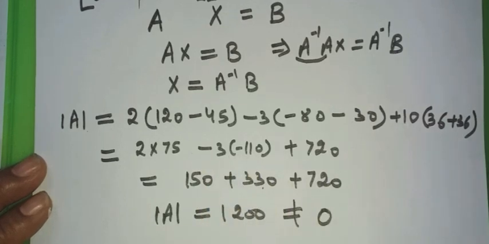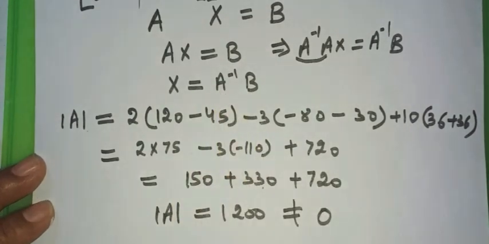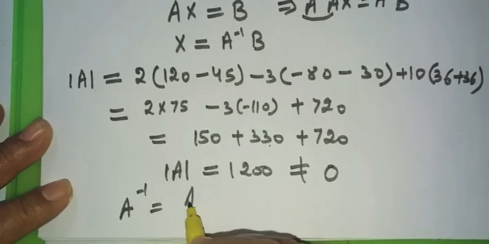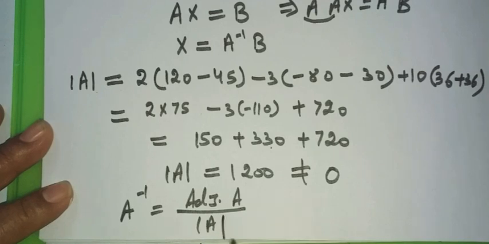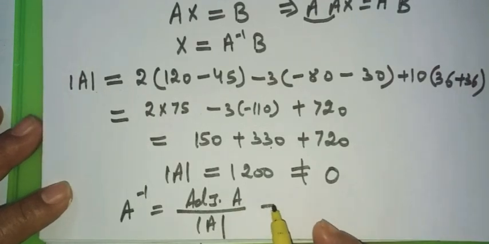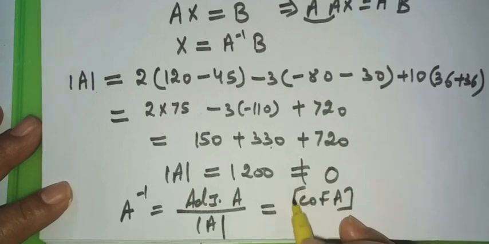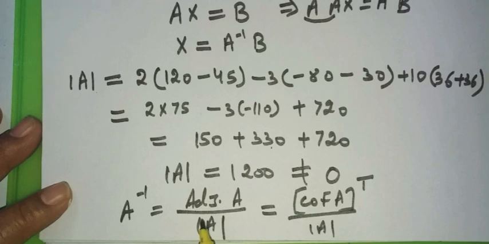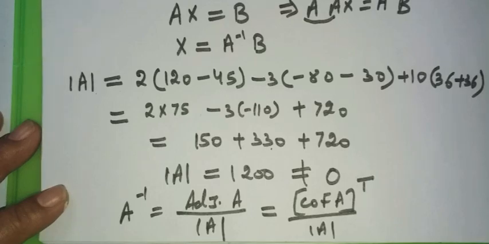So let us find its solution. For that, now I have to find A inverse, and we all know that A inverse is equal to adjoint of A divided by determinant of A. And what else do we know? We also know that adjoint of A is nothing but the transpose of the cofactor matrix of A. So our aim is to find the cofactor matrix, take its transpose and divide it by the determinant of the matrix.